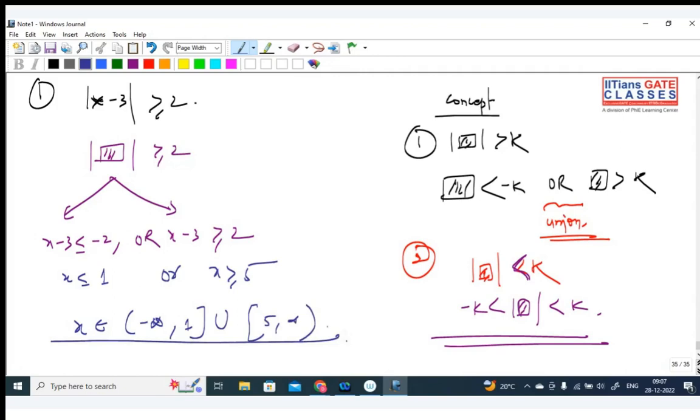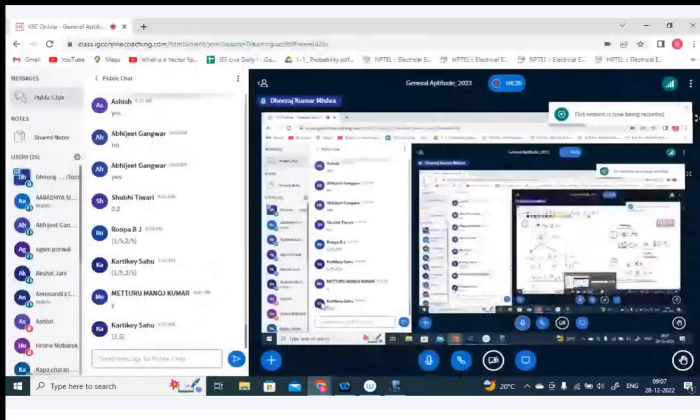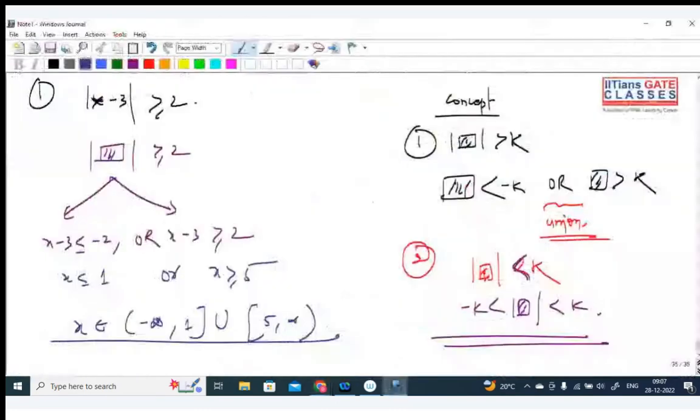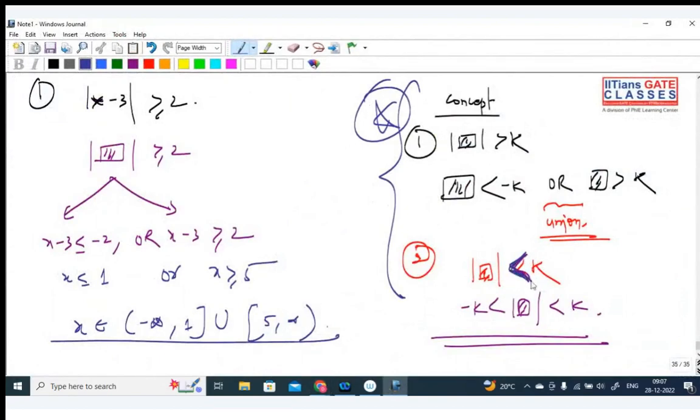So please remember these concepts, right? This is a very important concept, okay? When it is less than k, then it is less than, so put it in between, that's it, minus k and k. When it is greater than k, take one where it is less than minus k and one where it is greater than k. Take the union of that.